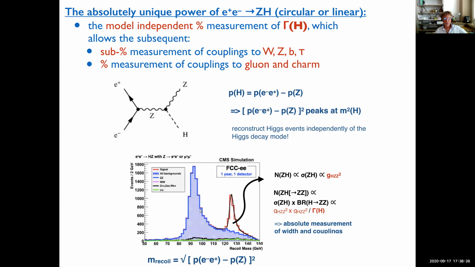And if we plot the mass of the recoil system, we will see a big peak, which is the Z boson in the case where we have ZZ production. But then the contribution of the Higgs will manifest itself as a peak corresponding to the Higgs mass. And the height of this peak is completely independent of our ability to reconstruct the Higgs boson, because we're not looking at the Higgs boson, we're just looking at the recoil. So this is a measurement which is absolutely unique to e+e-, and by itself justifies the e+e- Higgs factory.